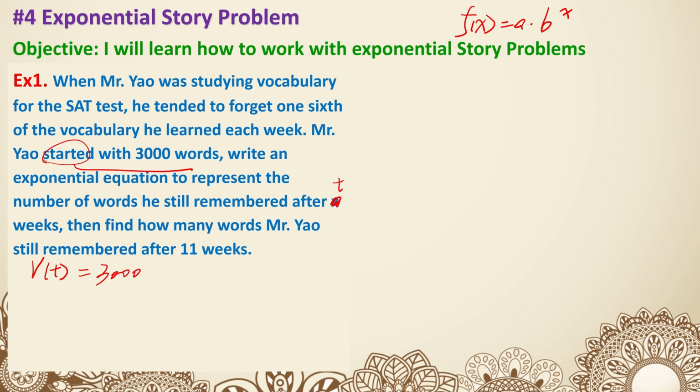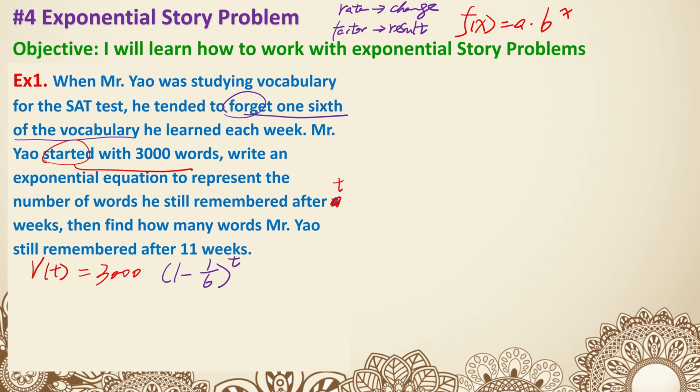In order to find the factor, we need to identify the rate. The rate is the change, and the factor is the result. So the change is forgetting 1/6 of the vocabulary, which means 1 minus 1/6. Since forgetting means losing, it's 1 minus 1/6. That's going to be our factor, and it's to the t power.